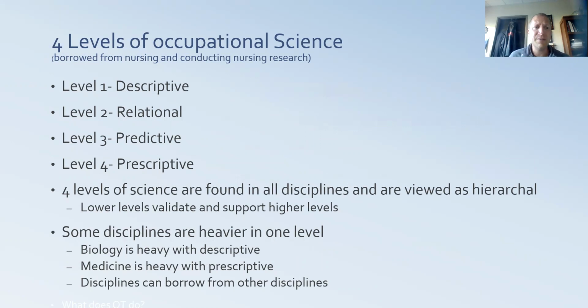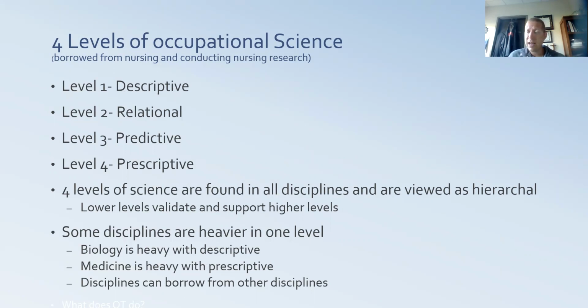So all of these different sciences, disciplines that are really heavy in science, do have 4 different levels. So in occupational therapy and in occupational science, we also want to have these 4 levels of our science, which is occupational science.